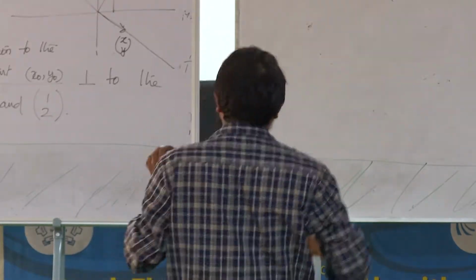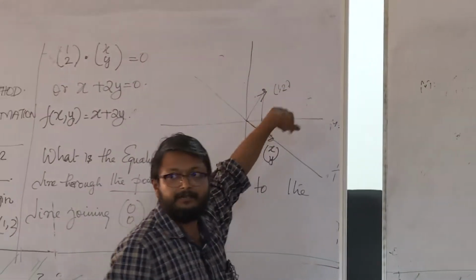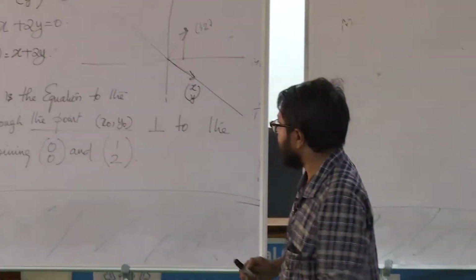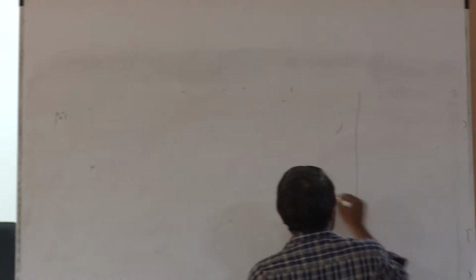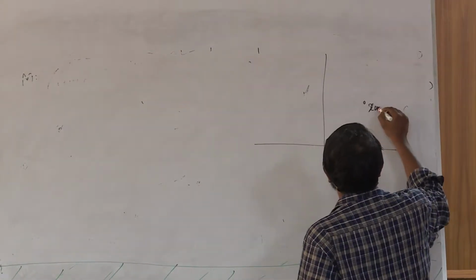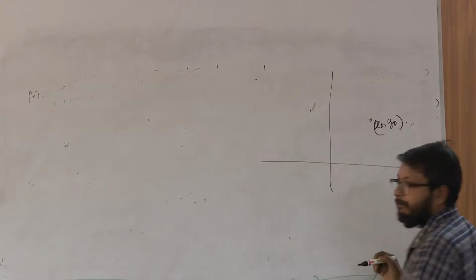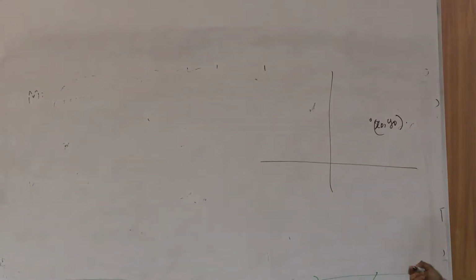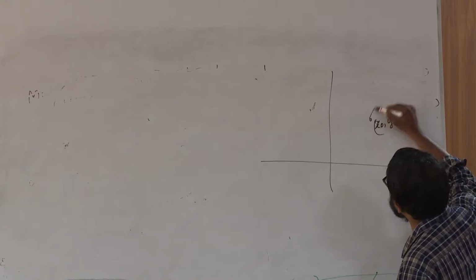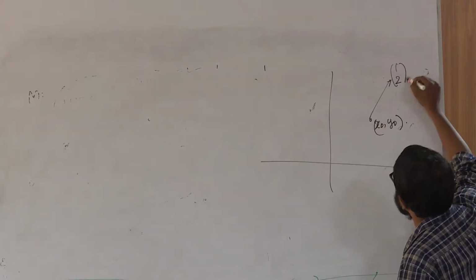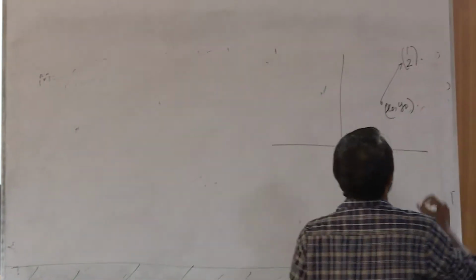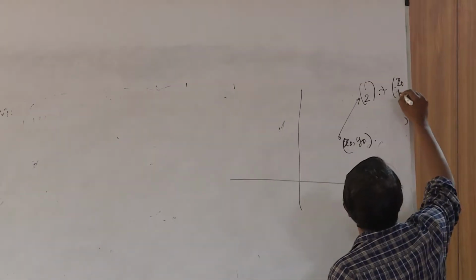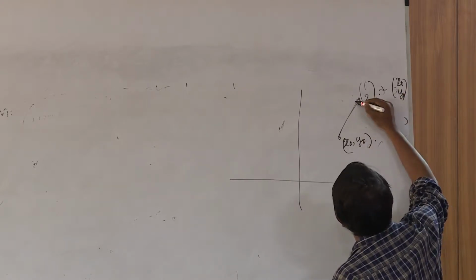So each line is defined by a vector perpendicular to the line through the origin. So let us ask this question. Now suppose I want to find out the equation to the line through the point x naught y naught. You can put 1, 3, 1 or 4, 2 something, it does not matter. So I want to find out the equation to the line which is perpendicular to this vector 1, 2. So this vector will be 1, 2, correct?